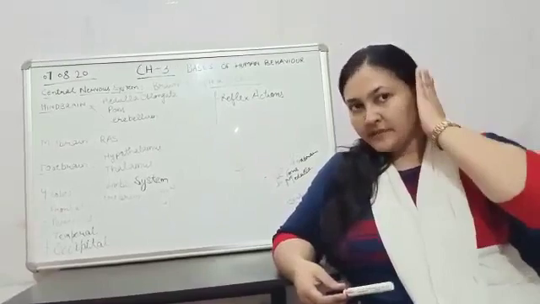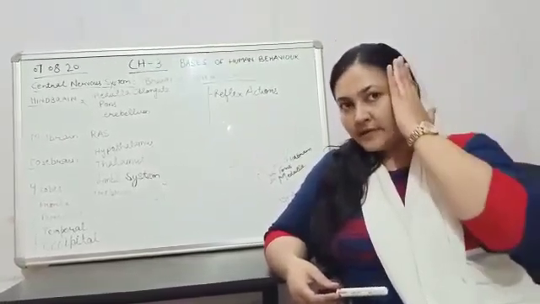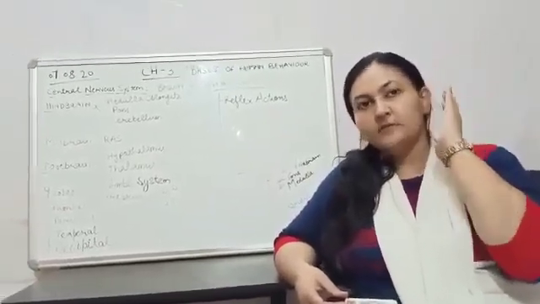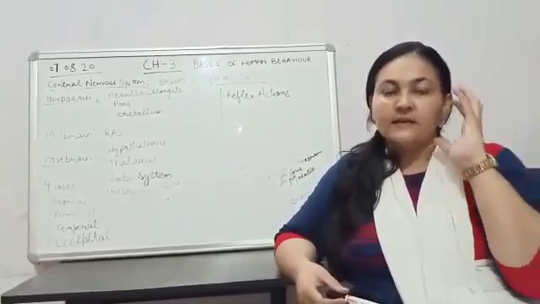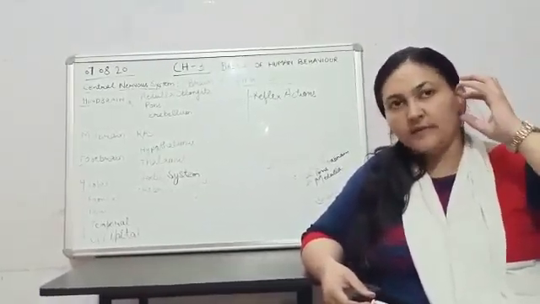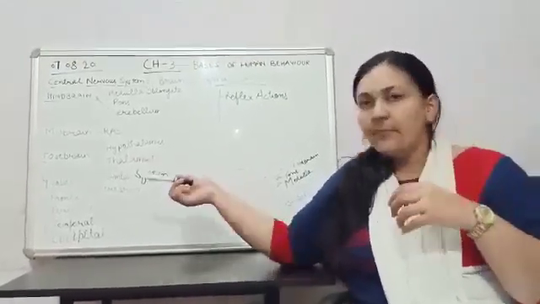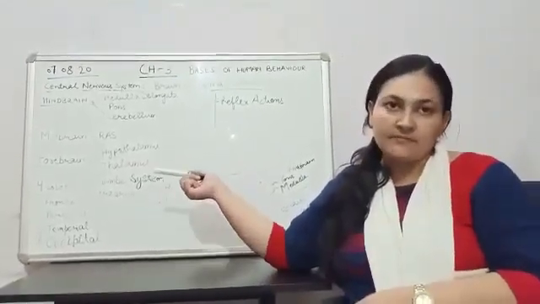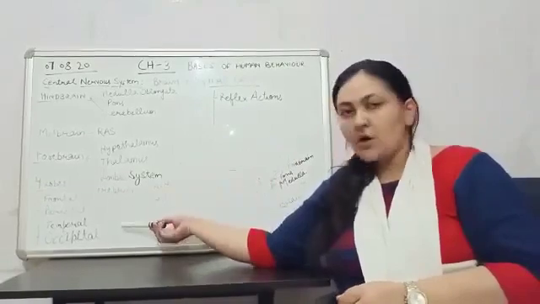Temporal lobe is above the ear, and as it is located here, it is important for the auditory functions. It receives the stimulus from outside, and it is important for language functions too. The last one is the occipital lobe.